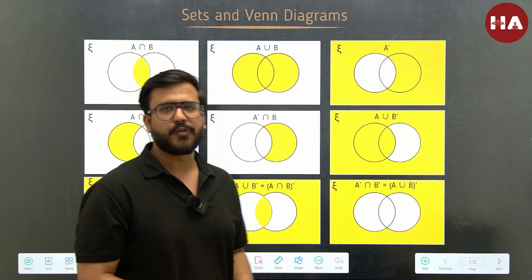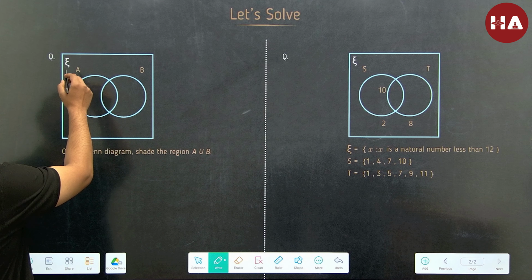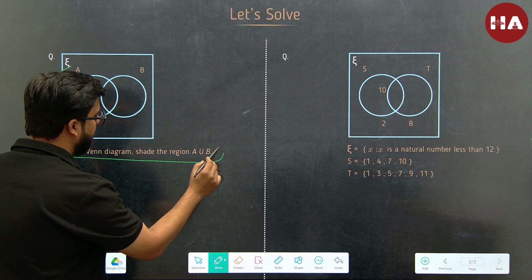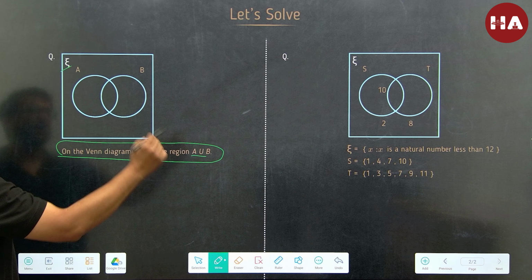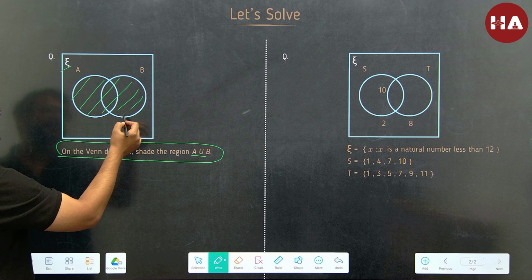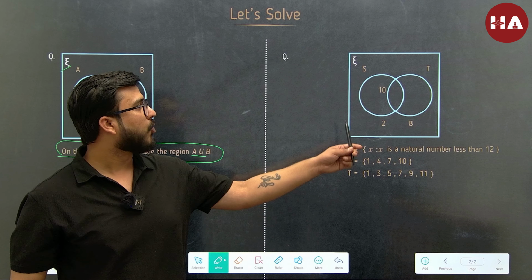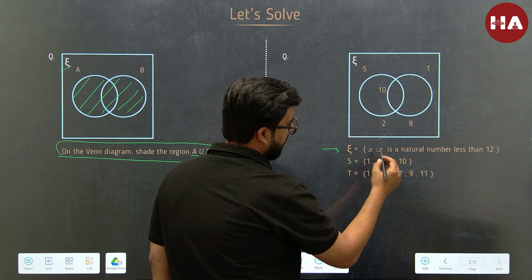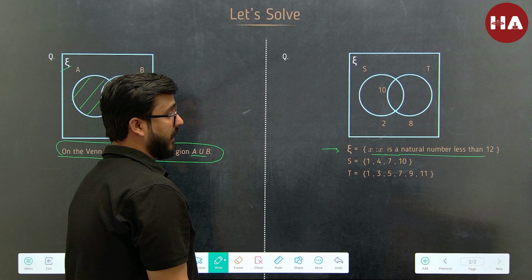Okay students, moving forward. So the universal set is given, and on this Venn diagram, I have to shade the region A union B. As you must know, A union B will comprise the area that is under A and B collectively. Now you can see here that the universal set is the natural number set that is less than 12.